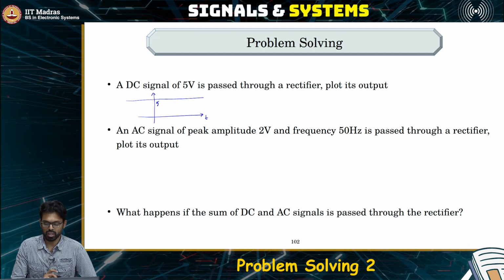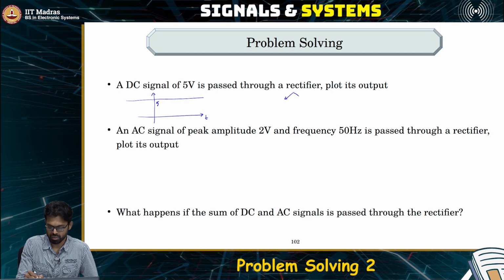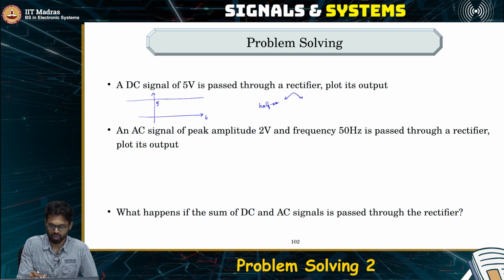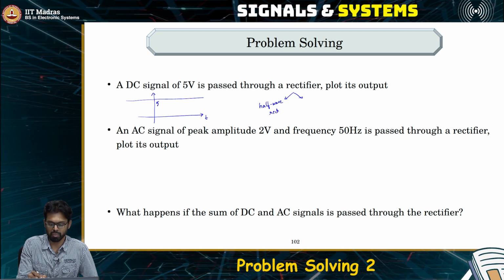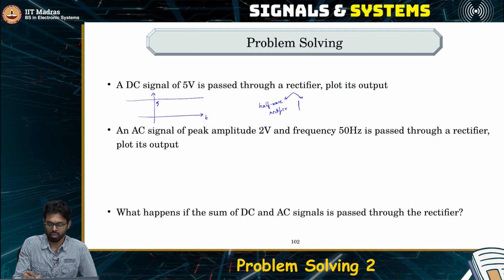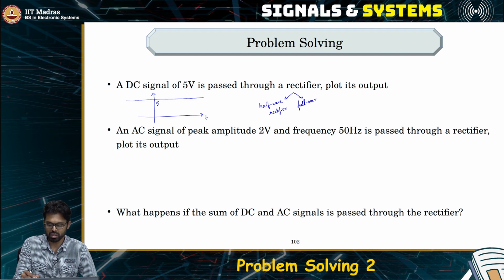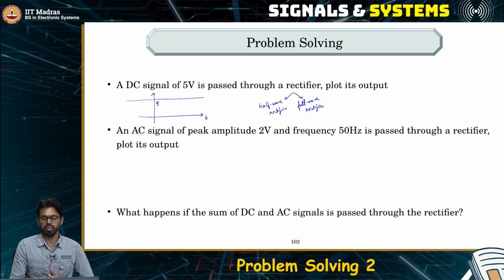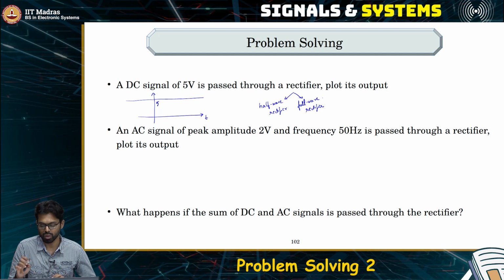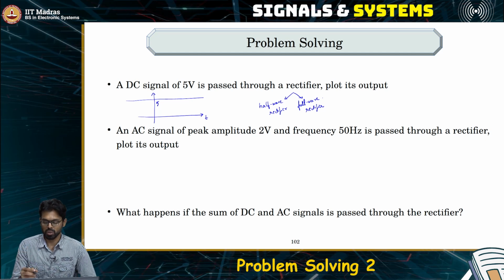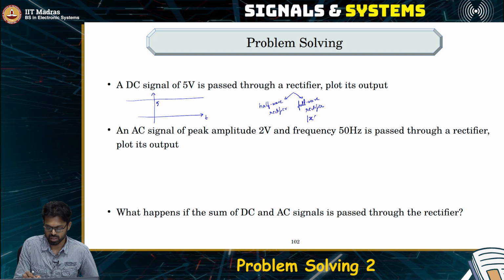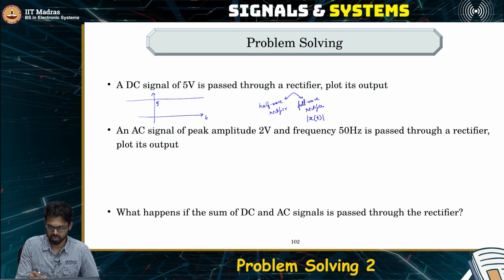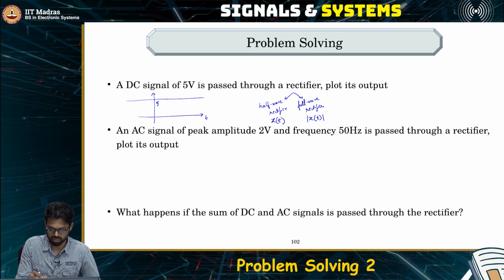Now if it is passed through a rectifier, we have two kinds of rectifier, the half wave rectifier and the full wave rectifier. The half wave rectifier just gives us whatever is the positive value of the signal. The full wave rectifier will in some sense take the modulus or absolute value of the signal. So the full wave rectifier gives us the absolute value of the signal, and the half wave rectifier gives us only the positive value of the signal.